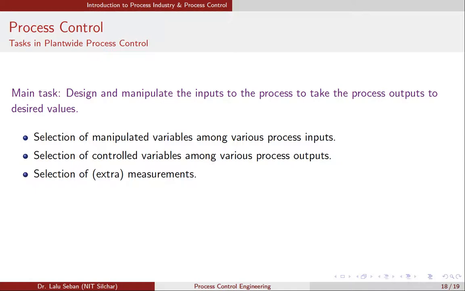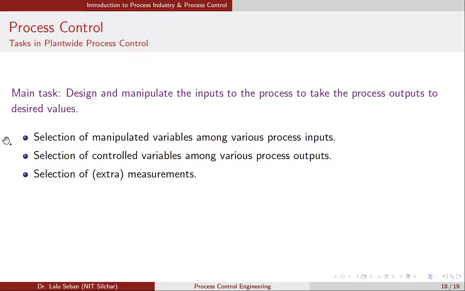So when we look at process control from an overall plant-wide view, what are the main tasks? The main task is to design and manipulate the inputs to the process such that the process outputs are maintained at the desired values. Let us approach this task with a divide and conquer approach.